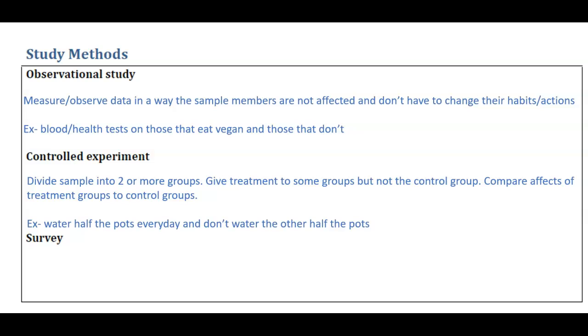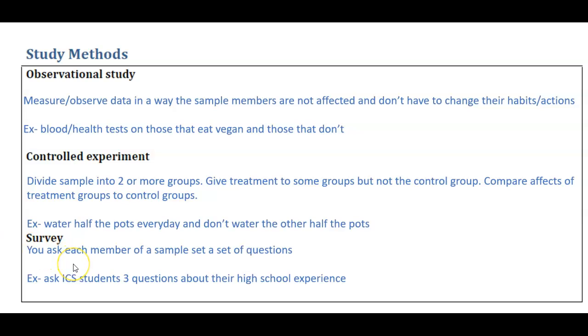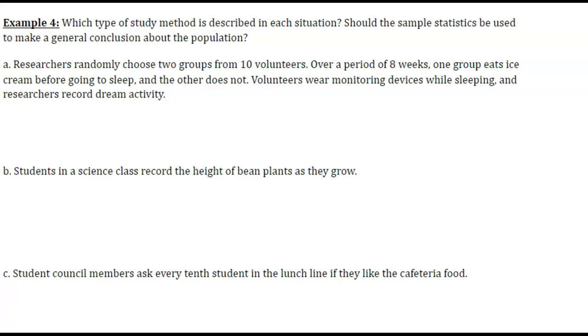The last way to gather data is to survey. So you'd ask each member of a sample set a set of questions. So for example, if you ask 3 ICS students 3 questions about their high school experience. So remember we have 3 study methods: observational, controlled, and survey. Now we're going to take the time to see, when we read these scenarios, if it's observational, controlled, or survey.